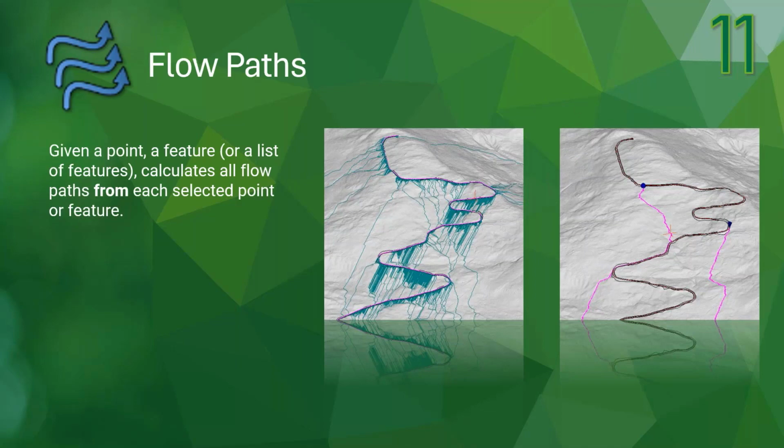Flow paths is another one and our final one in the official hydrology dropdown. So this one, you can determine all the flow paths from either a particular point, as shown on the picture here on the right, or from an actual linear feature, and you can understand what's happening in terms of the flow paths.